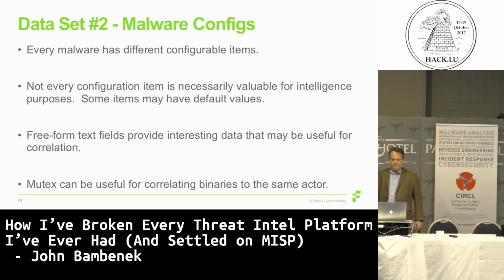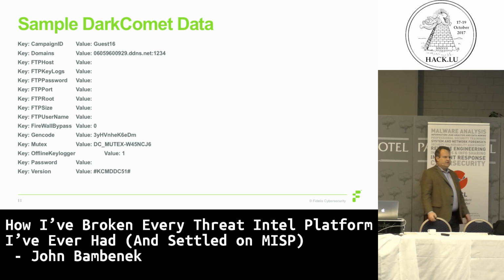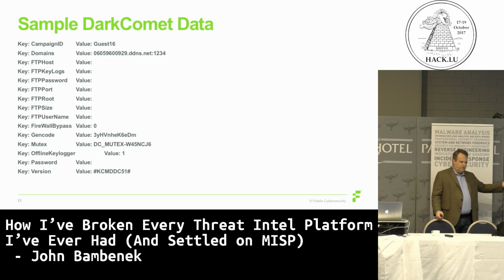As a couple of examples, this is what a Dark Comet configuration looks like. You see typical things that you would expect. What's the C2 and port? There's a campaign ID. Guess 16 is the default value for Dark Comet.